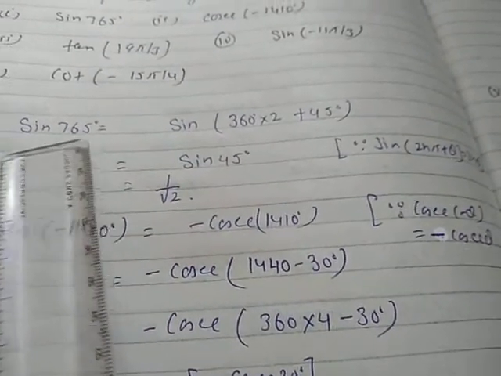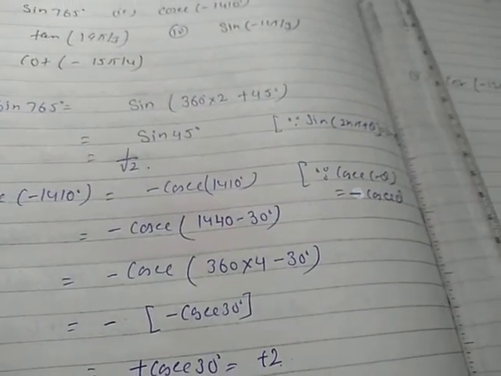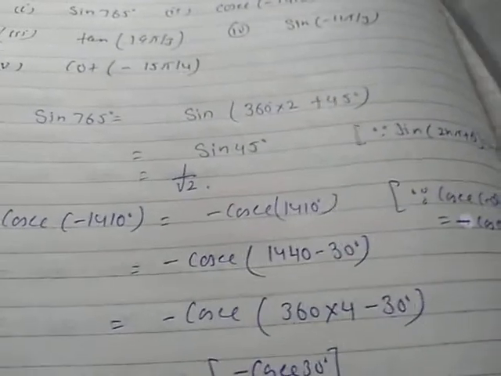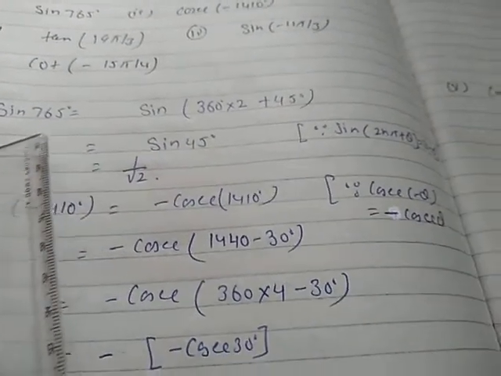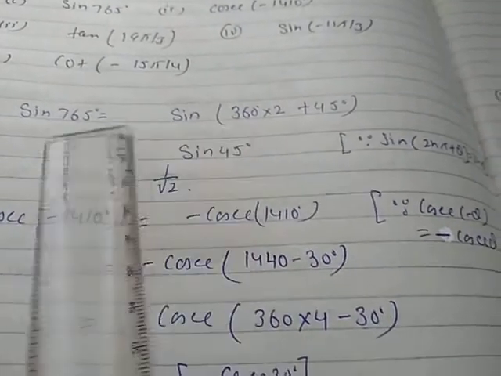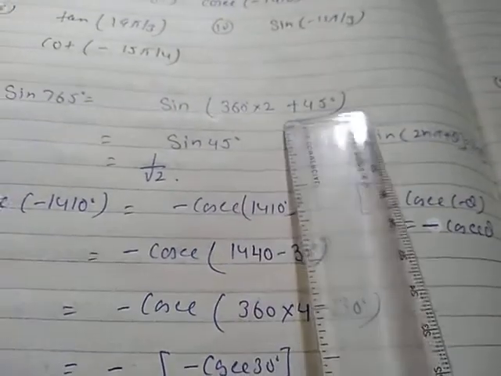Now, sine 765 degree can be written as... if the angle is a multiple of pi or 2 pi. So here 2 pi means 360 degree, and 360 into 2 is 720 degree. Therefore, I have to take a multiple of 2 pi. So 360 into 2, 720 plus 45, and 45 is considered as theta.